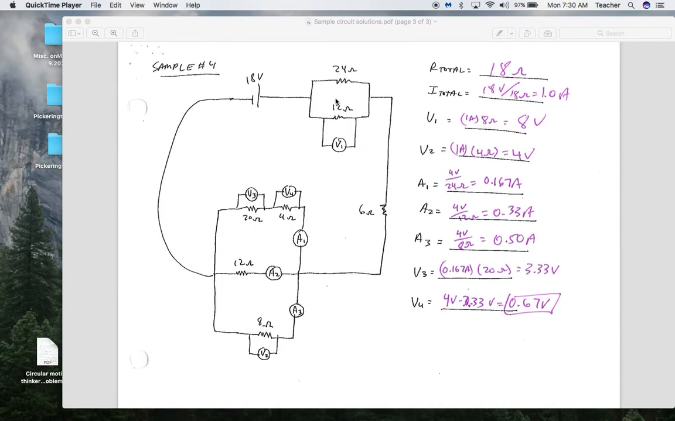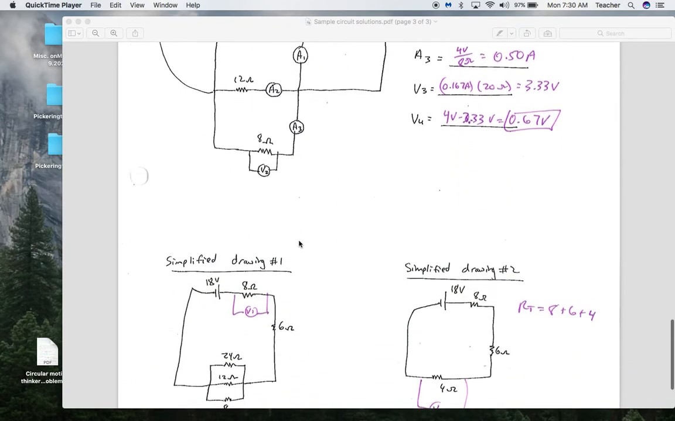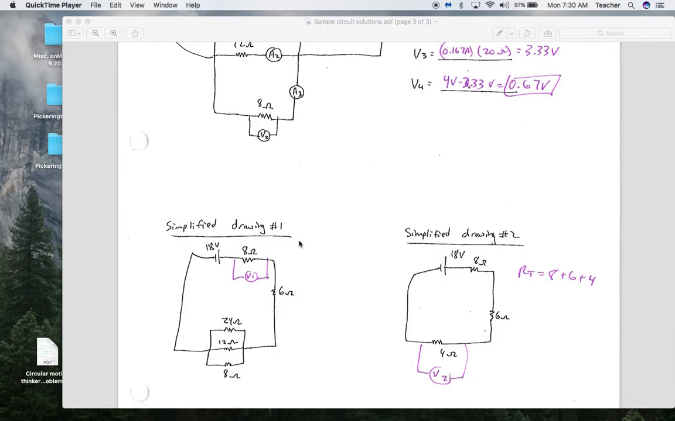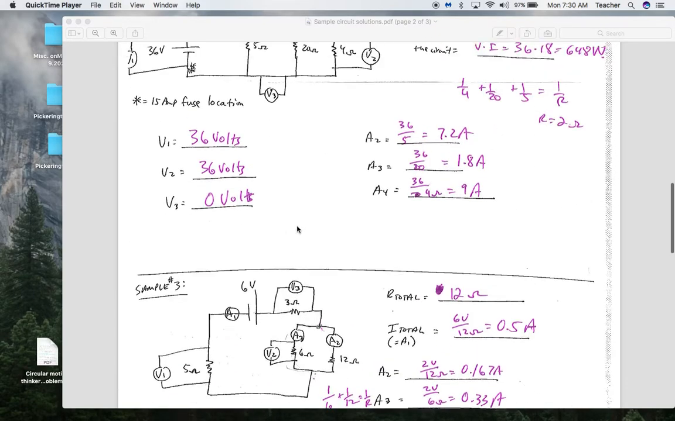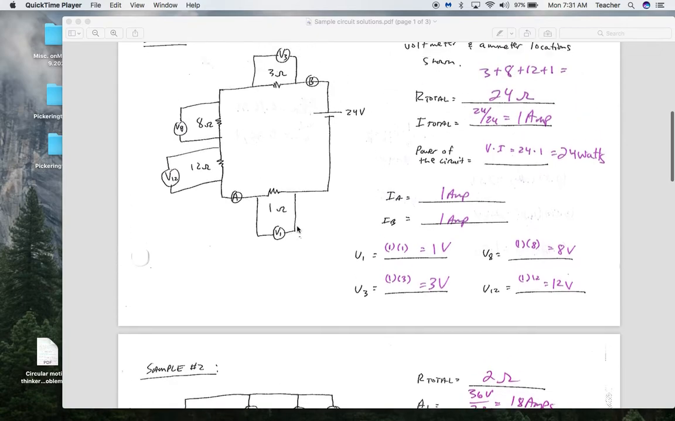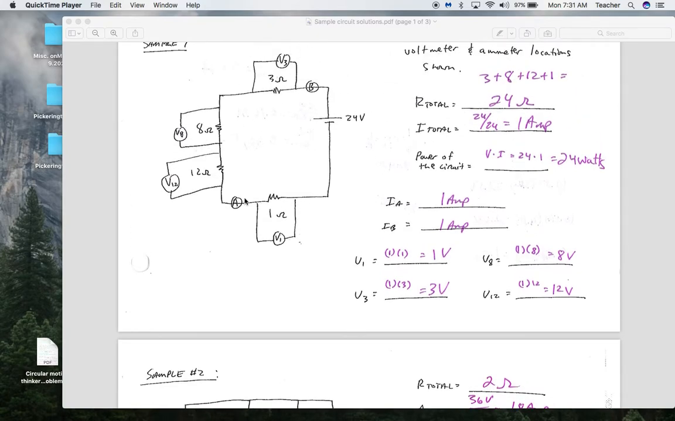And then here's one where we've got 2 in parallel, 1 in series, and then kind of a mess down here. A key thing is, I think, drawing simplified diagrams. So when I look at this one, I've got 4 resistors in series. So the first thing I need to do, usually with circuits, is find the total resistance.